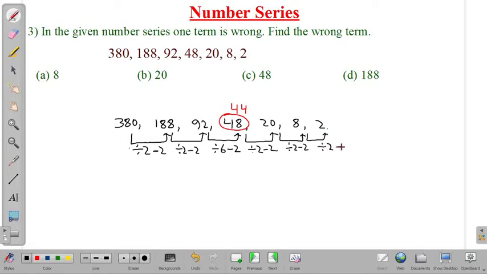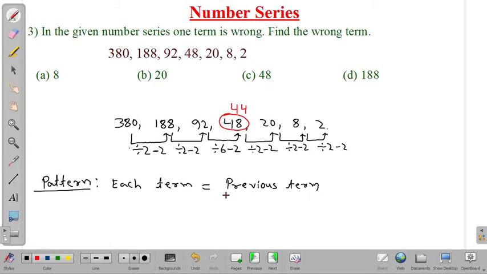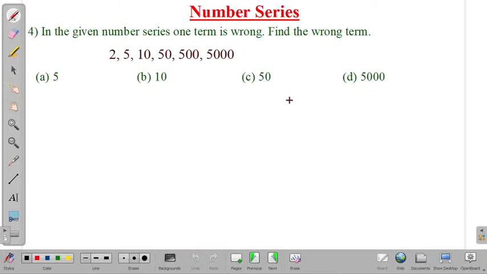So what is the pattern here? Each term will be equal to the previous term divided by 2, and then we have to subtract 2 from this. Okay, so which one is the wrong term? That is 48, so our answer will be option number C. We will discuss the next problem.